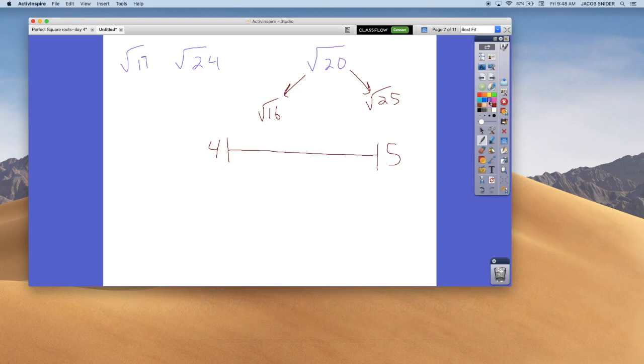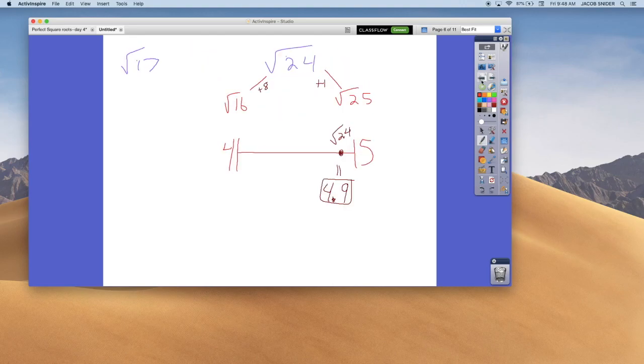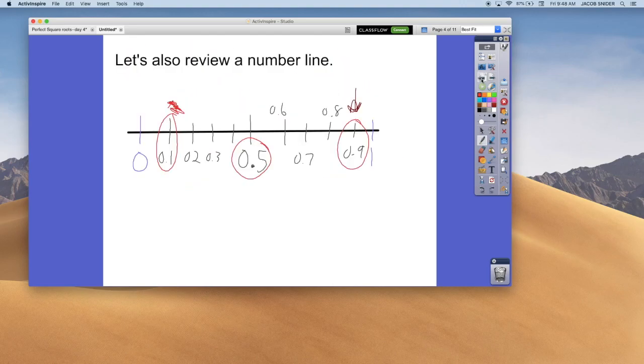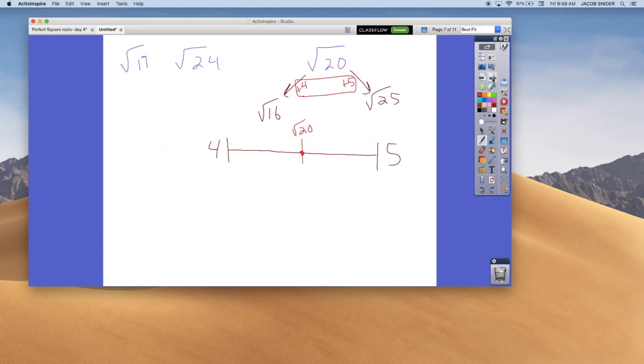Okay, now how far away is it from 16? It's 4 away. How far away is it from 25? 5. Notice how similar these points are. They're pretty similar, right? So if they're pretty similar, that means that the square root of 20 is going to be pretty close to the middle. And if I go back to my number line from the beginning, I know that in the middle, right there, is 0.5. Okay? So I'm going to maybe say 4.5. So there's my approximation for the square root of 20.